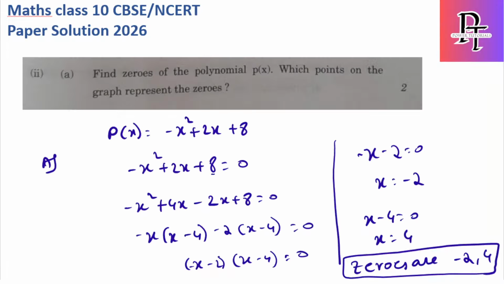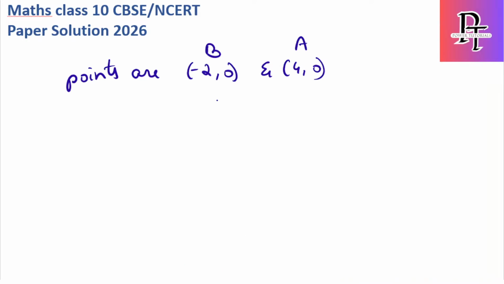Okay, this is the second question. Find the zeros of the polynomial. Zeros of the polynomial are minus 2 comma 4. Which points on the graph represent the zeros? So these are the points that represent the zeros. B is minus 2 comma 0 and A is 4 comma 0. Okay, now let's go to the second.